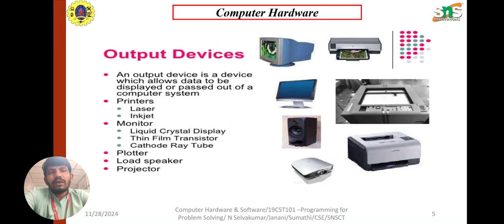Now we are going to see output devices. An output device is a device which allows data to be displayed or passed out of the computer system. It includes printers like laser and inkjet, monitors like liquid crystal display, thin film transistor, and cathode ray tube, plotter, loudspeakers, and projectors. These are the different output devices used in computer hardware.